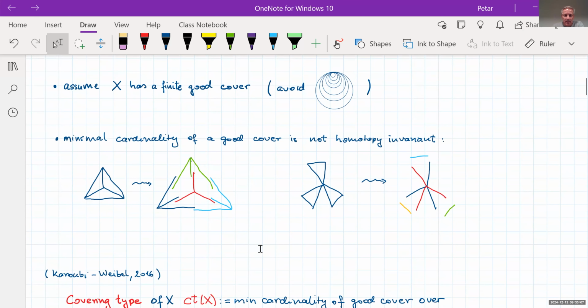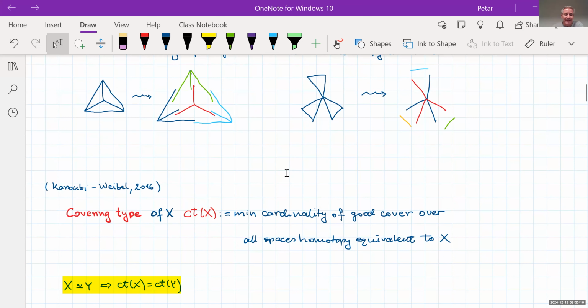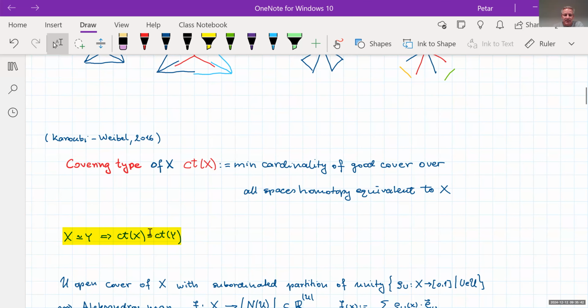Almost 10 years ago, Max Karoubi and Jacques Weibel defined the covering type of a space as the minimum of the cardinality of a good cover among all spaces which are homotopy equivalent to X. This is a standard way to take a quantity and make it a homotopy invariant. So this is clearly a homotopy invariant of a space X. If you have spaces which are homotopy equivalent, they get the same minimum, of course.